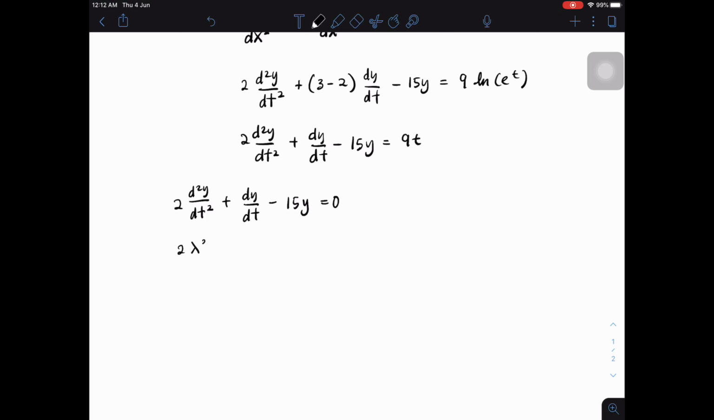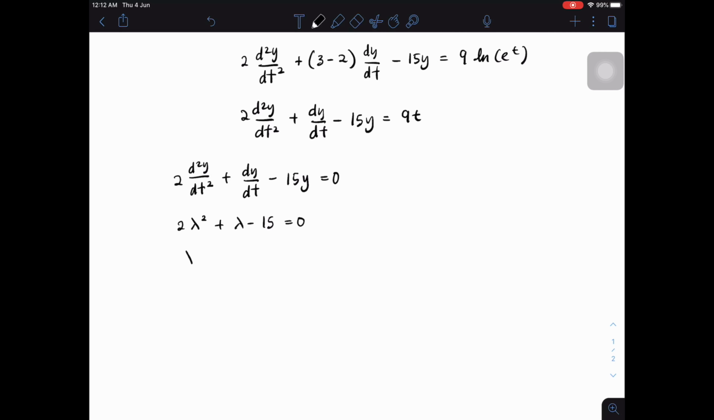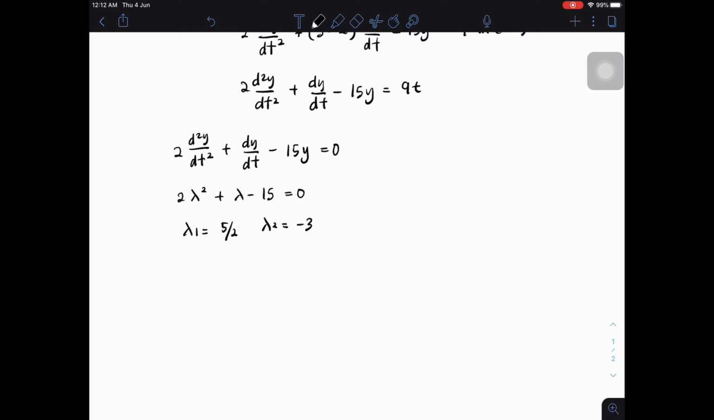You will have 2 lambda squared plus lambda minus 15 equal to 0. If you solve this by using a calculator or manually, you will have lambda 1 equal to 5 over 2 and lambda 2 equal to negative 3. Therefore for this kind of case, your solution yc will be a e^(5/2 t) plus b e^(-3t). So we are done with yc. Let's move to find yp.